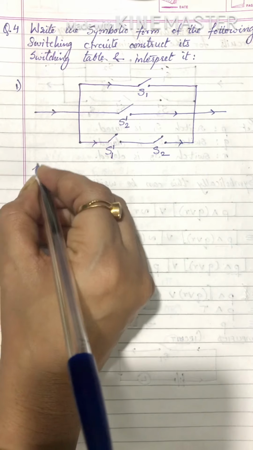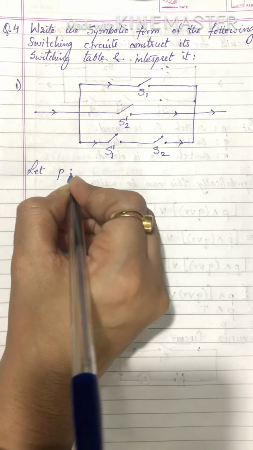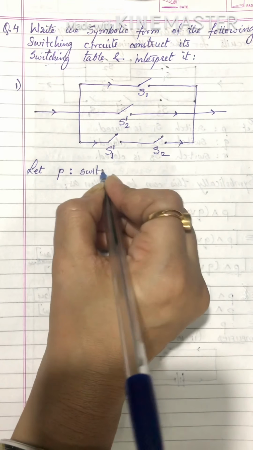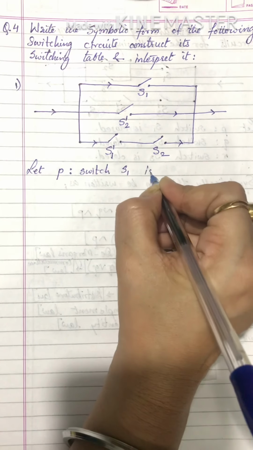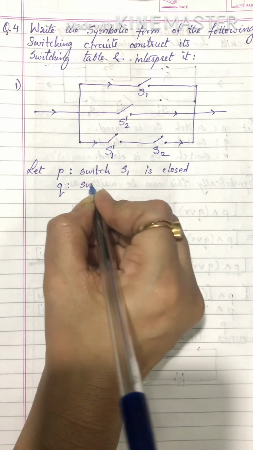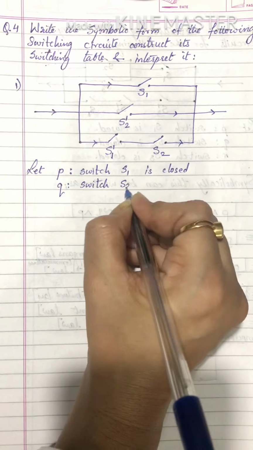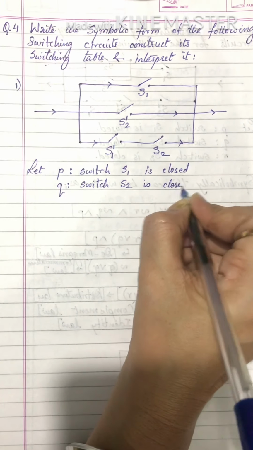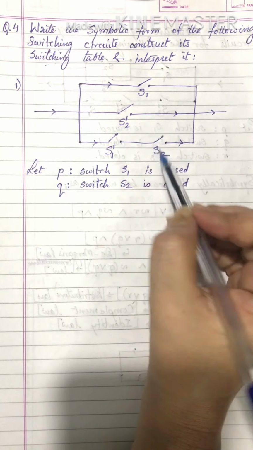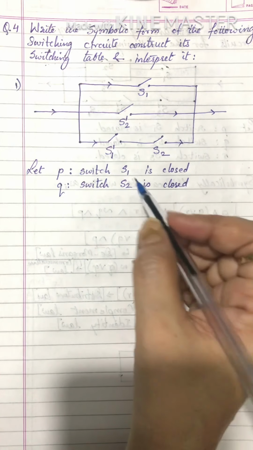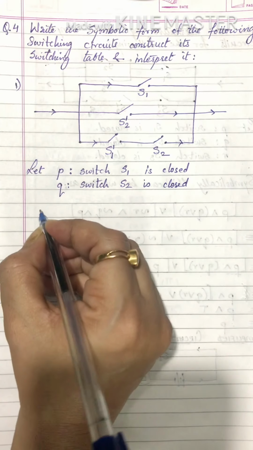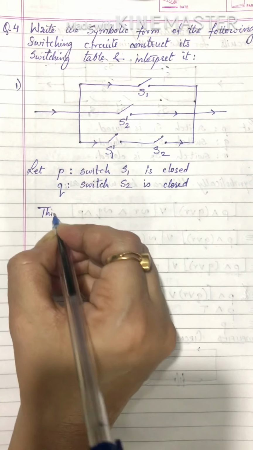Okay, so how do we start the sum? Let P be the statement, switch S1 is closed. Q be the statement, switch S2 is closed. And we need only two statements here because we have S1, S2, S1 dash, S2 dash, that we will take as negation P, negation Q further while representing the circuit symbolically.